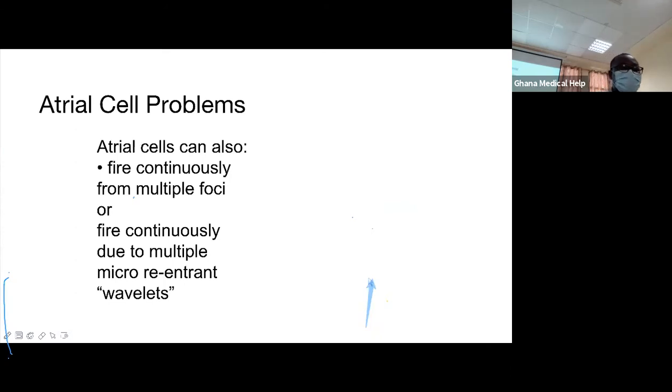So the atrial cells can also usually fire continuously from multiple foci. That's what we call the atrial fibrillation. Or they can fire continuously due to multiple reentrant wavelets. That's again for the atrial fibrillation. That's it for the atrial cells.